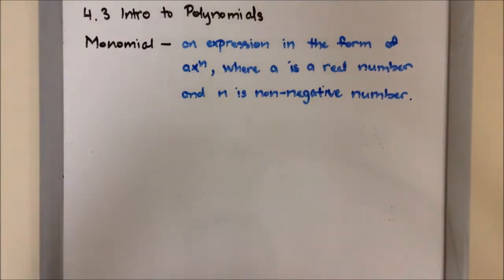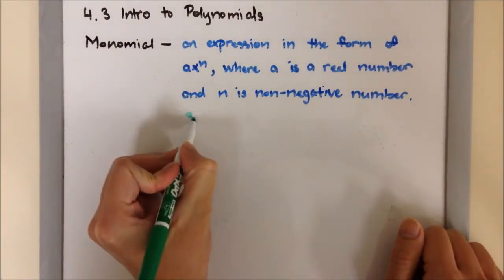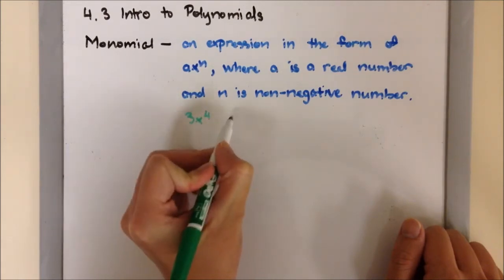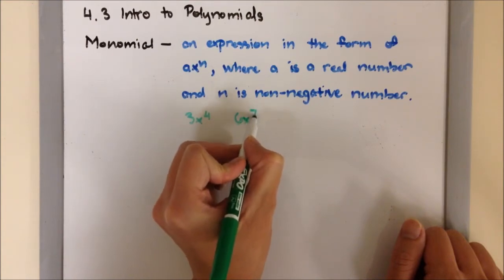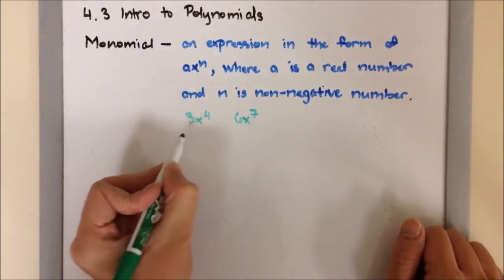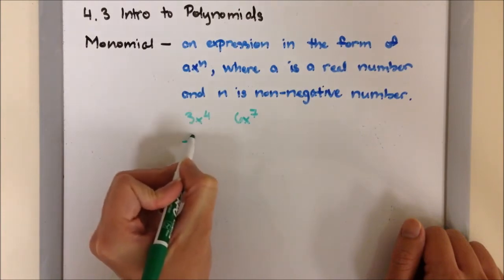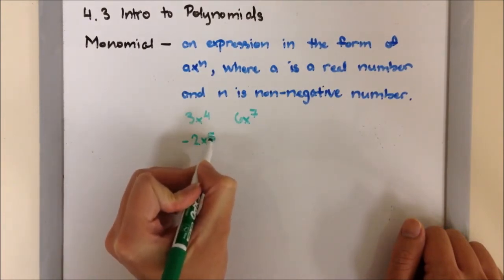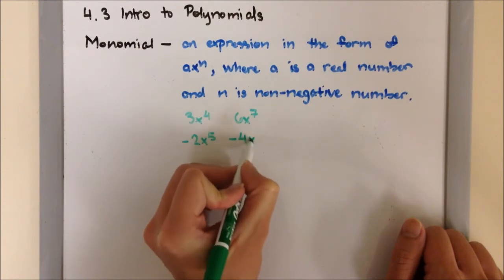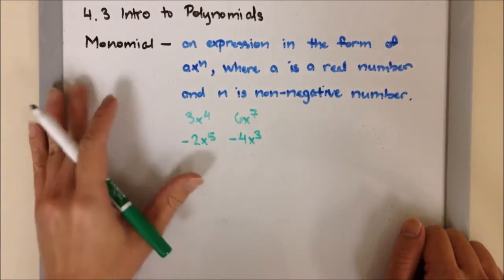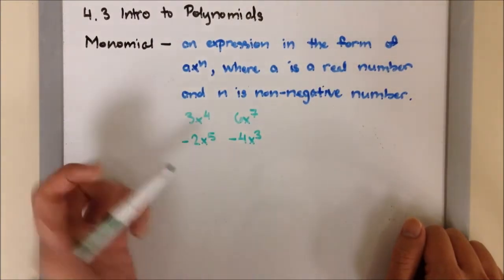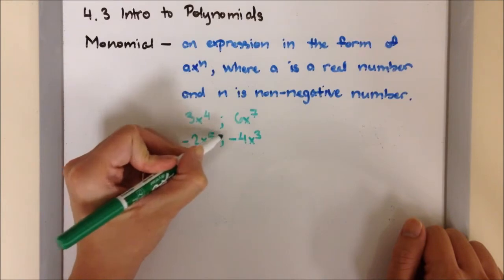So, an example of a monomial is you can have, say, 3x to the fourth or 6x to the seventh power. Or another example is like negative 2x to the fifth power or negative 4x to the third power. Now, those are examples of a monomial or one terms. So let me separate these two.